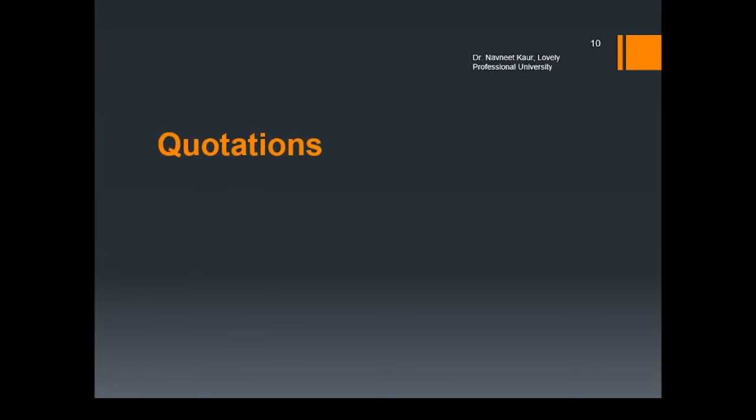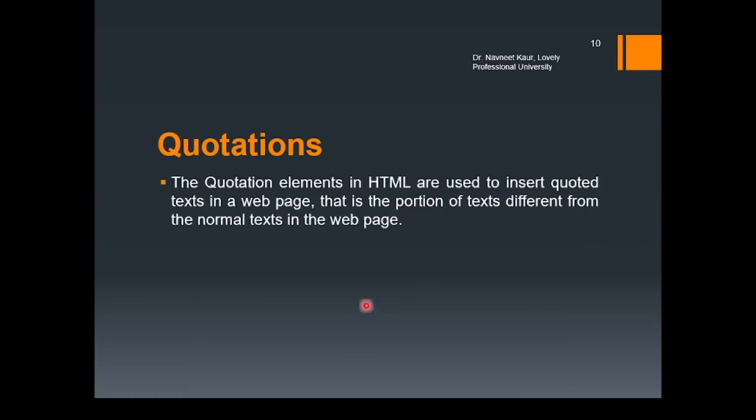How to insert quotations. The quotation elements in HTML are used to insert quoted text in a web page, that is, the portion of text which is different from the normal text in the web page. This can be done with the help of the Q tag as the first method, and the second method is blockquote. So with the help of a practical example, we'll try to understand the differences between the two.